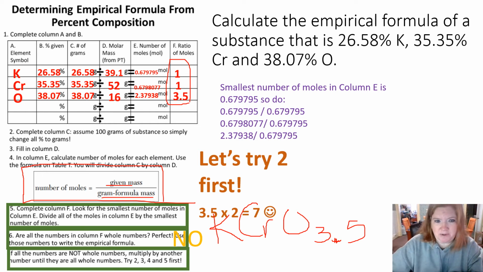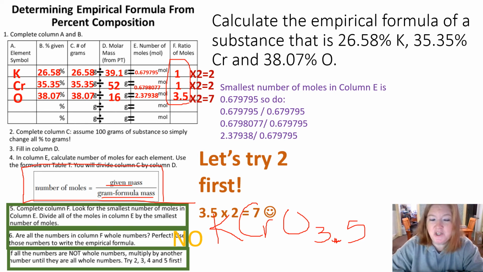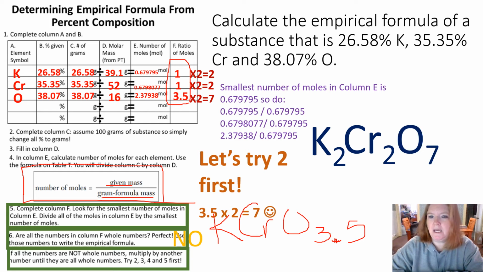The only number that's not a whole number is this one. So when I do 3.5 times 2, I get 7. Beautiful, whole number, perfect. So what I need to do is multiply all of them by 2. Now, are they all whole numbers? I can write my empirical formula: K2Cr2O7.